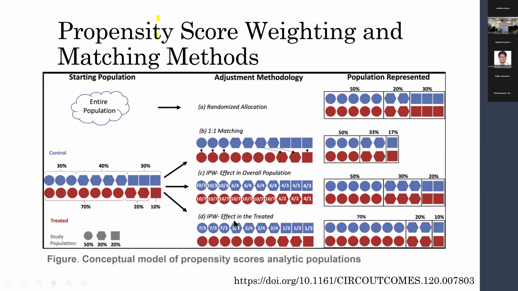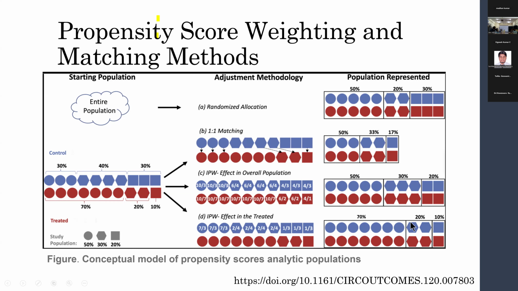The other way to do inverse probability weighting is the effect in the treated. We know this is the treated arm. If your treated arm stays the same and you do adjustment in the control, how will the results look? So this is the effect in the treated. You make adjustments in the control to match them to the treated arm.